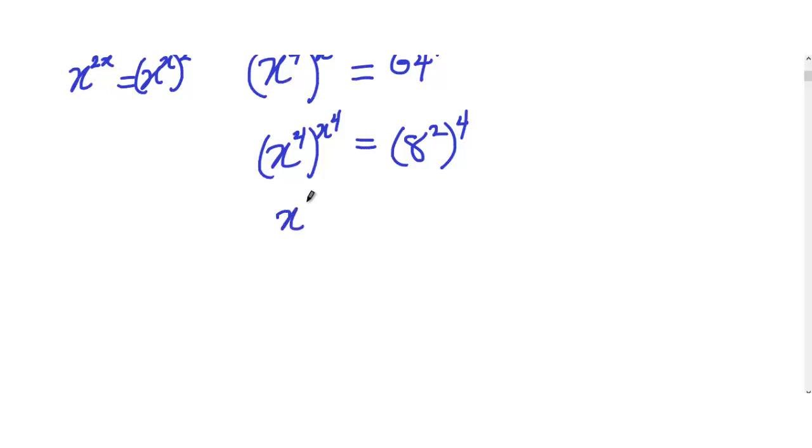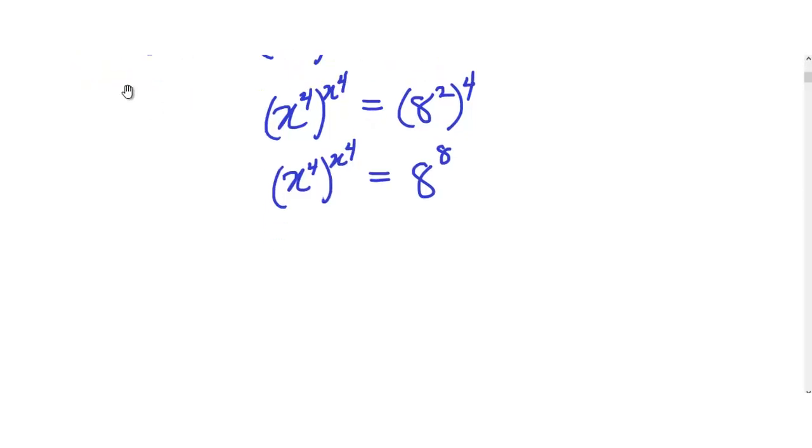So we can multiply this power. We have x raised to the power of 4, then raised to the power x raised to the power 4, which will give us 2 times 4, just like what I did here. 2 times 4, that would be 8. So that will give us 8 raised to the power of 8. Now looking at these two terms, the base and the base are the same, the power and the power are the same. So this implies that x raised to the power of 4 is equal to 8.